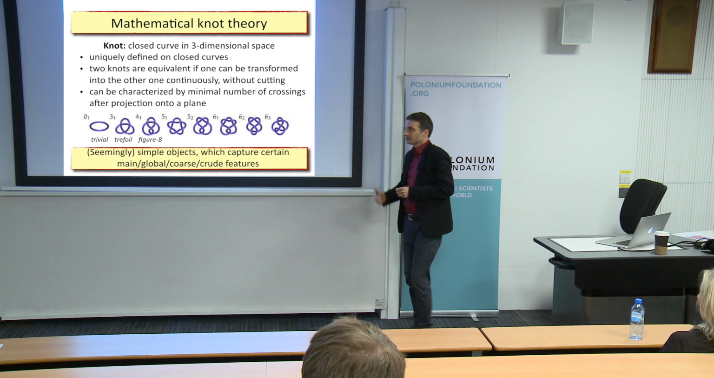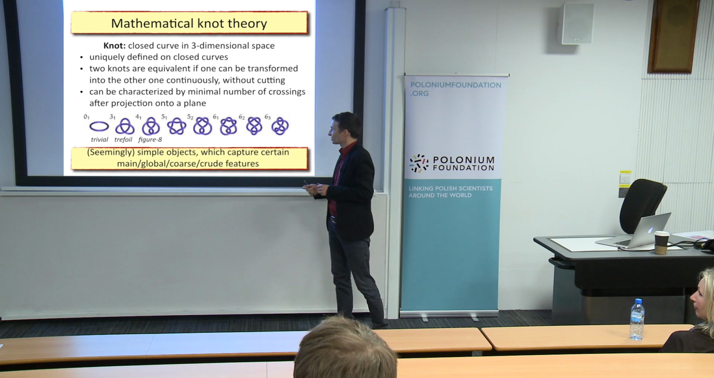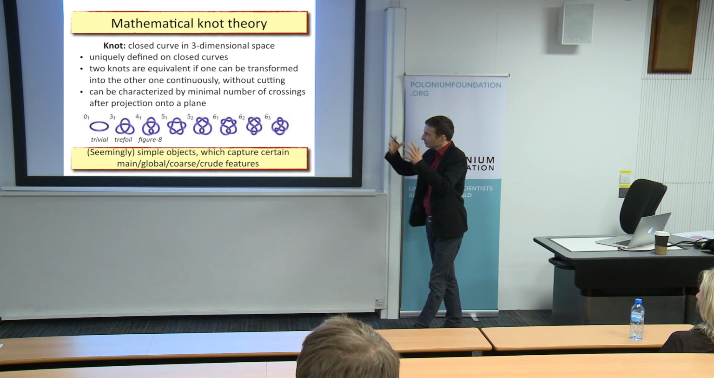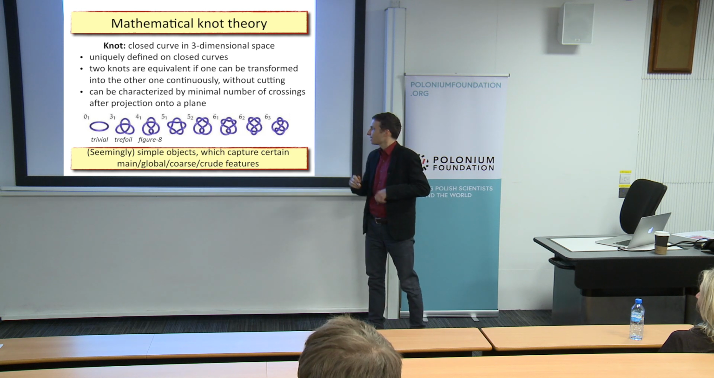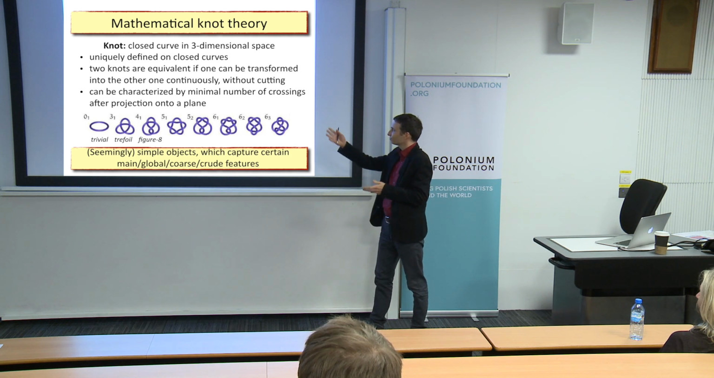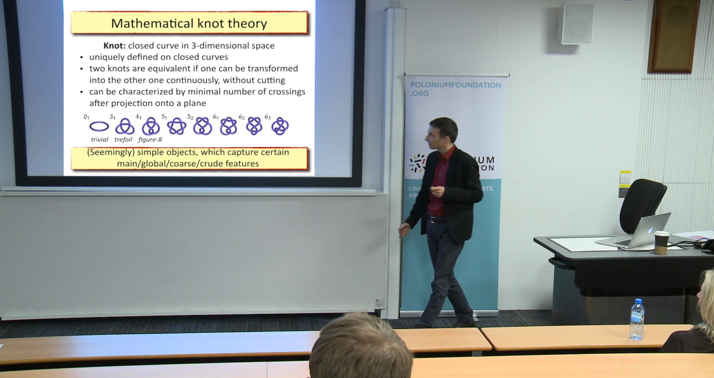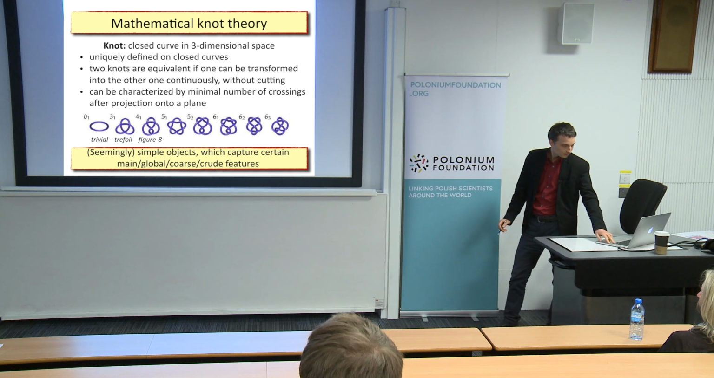So again, these knots are seemingly simple objects, but they are important because they capture kind of broad or global aspects of either these curves in space or maybe some other complicated mathematical objects. And that's one reason why mathematicians are interested in classifying them.